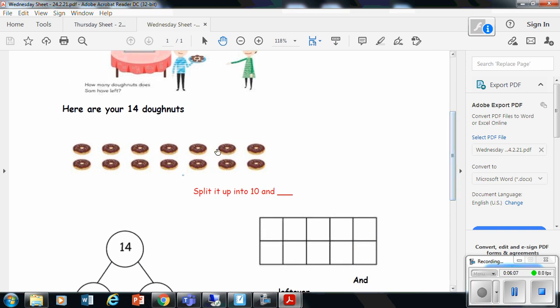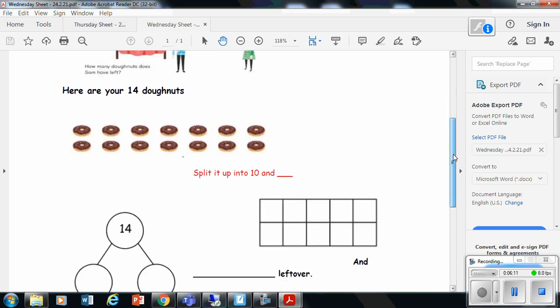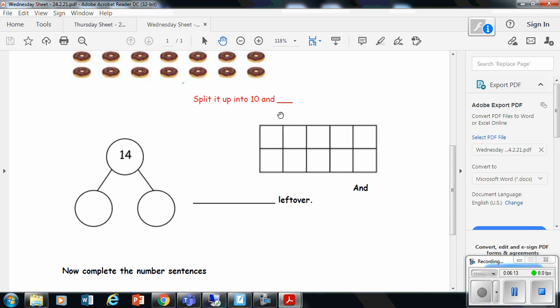Okay, I've laid out my 14. I'm partitioning it into 10 and something. So draw your 10 and then draw your leftover ones in the blank here. Tell me right here what your partitioning is for, and that's right.